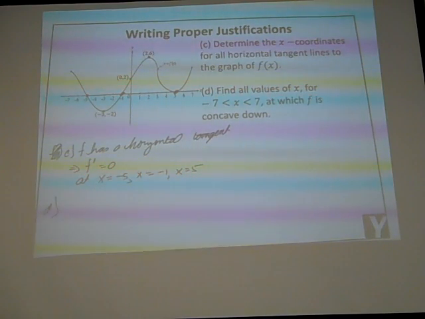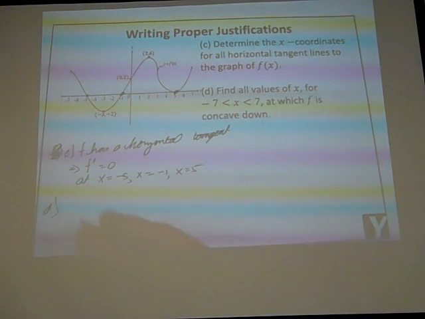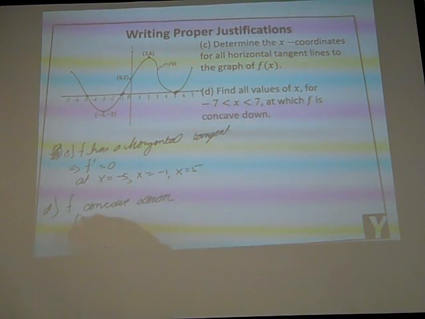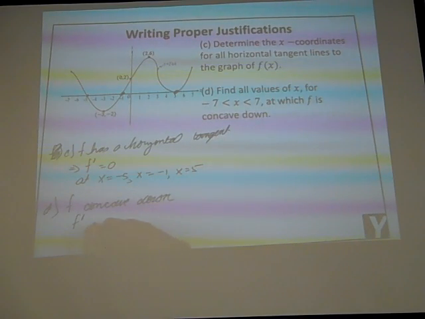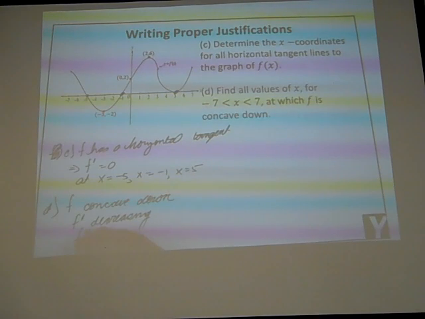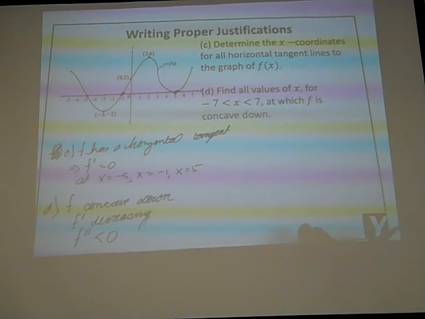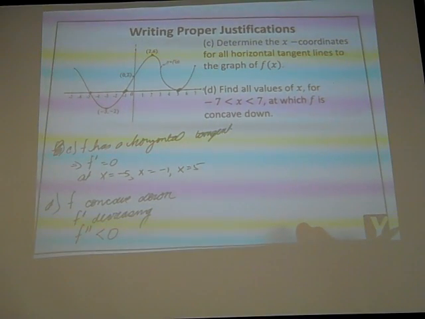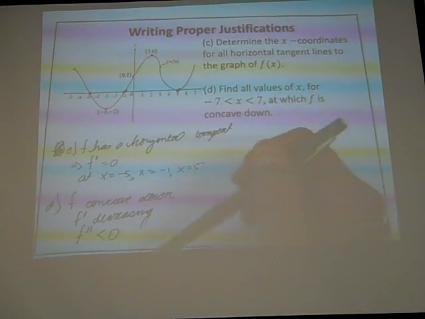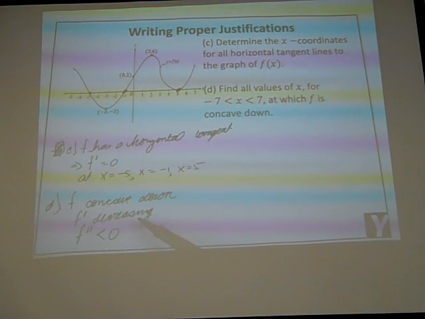All right, part D. Find all values of x on that interval at which f is concave down. If f is concave down, well, I can make two claims. If f is concave down, then f prime is decreasing. And I can also claim that f double prime, the derivative of the derivative, is negative. The only one that I can really use is the one that relates back to f prime. I need to know where f prime is decreasing.